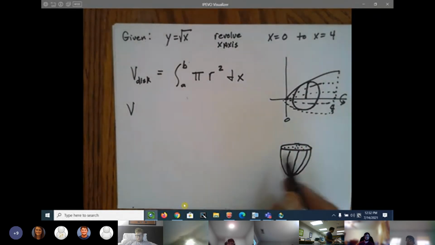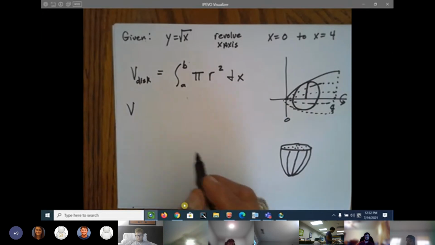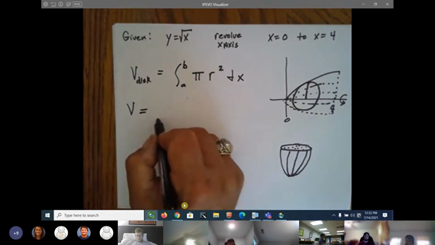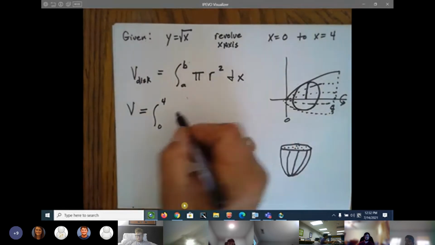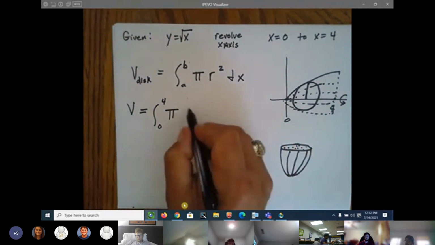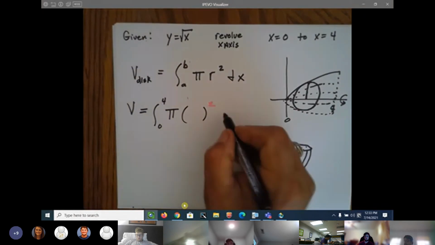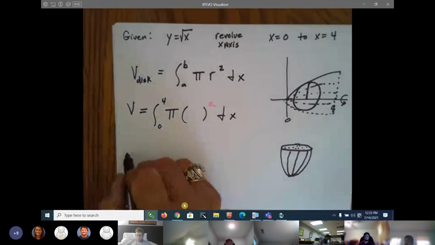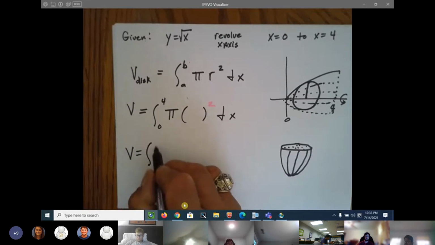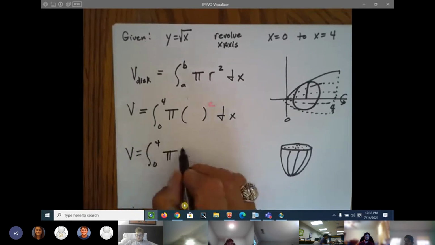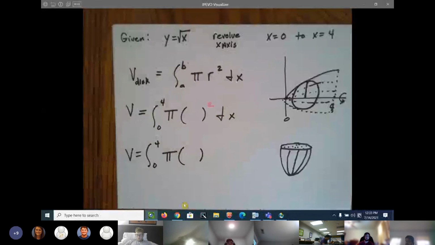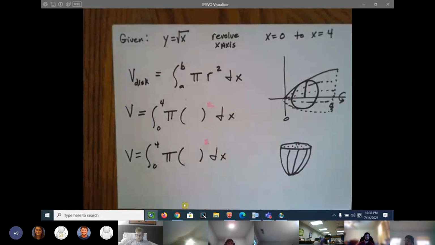All right, so the volume of this half of a watermelon is equal to the integral from 0 to 4 of pi, parentheses squared, and that squared is going to be pink so I don't forget it, dx. V is equal to the integral from 0 to 4 of pi, parentheses squared, dx. And what goes in?